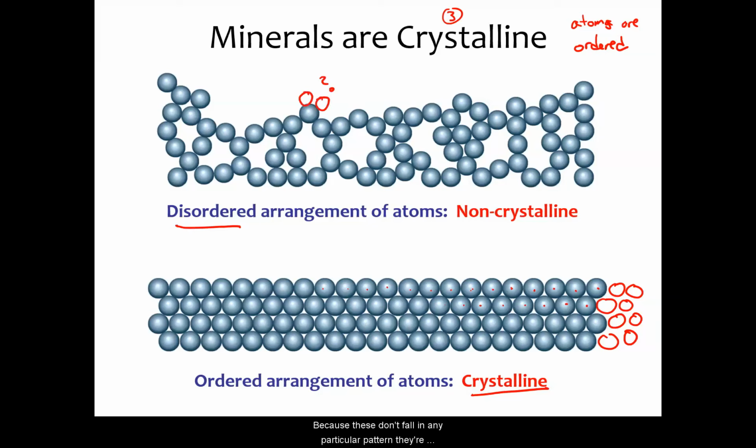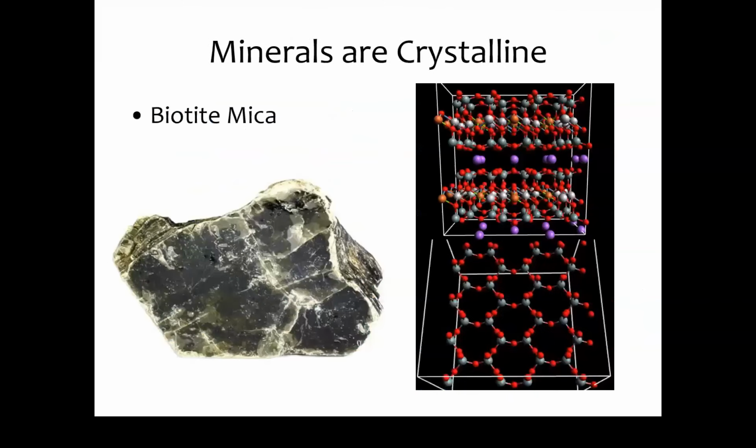Because these don't fall in any particular pattern, they're very chaotically scattered here. This is an amorphous substance, and it is non-crystalline, so it's not a mineral. Write that word just so you see it again. Amorphous, non-crystalline, disordered.